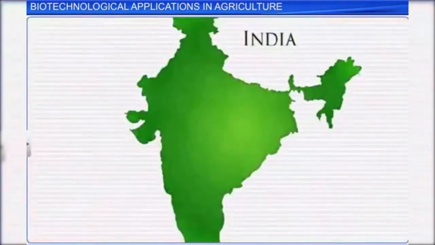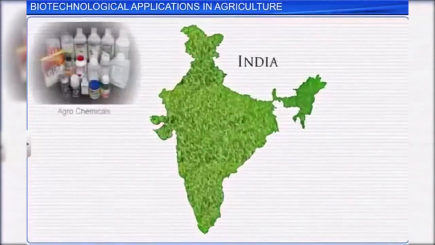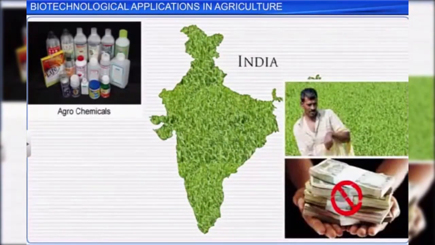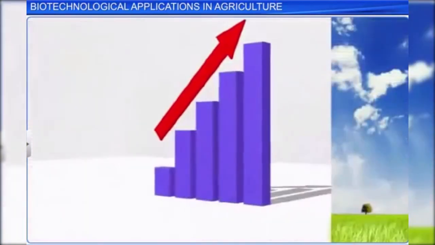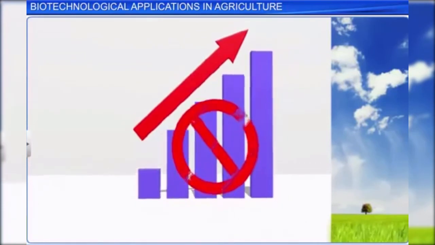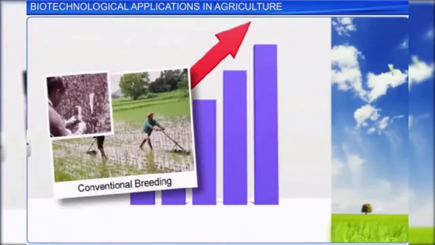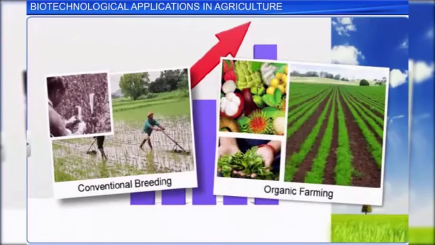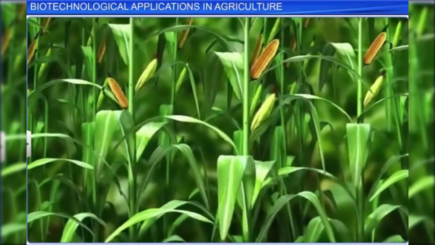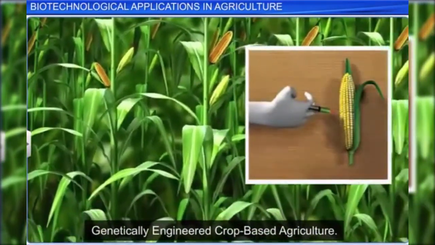The fact remains that in developing nations like India, agrochemicals are still an expensive proposition for farmers. Besides, it is also not possible to increase the yield of existing varieties using methods like conventional breeding and organic farming. In such a situation, genetically engineered crop-based agriculture is a possible solution.